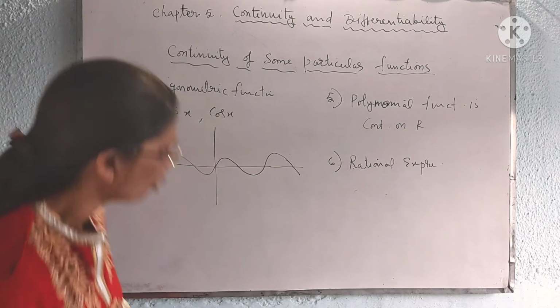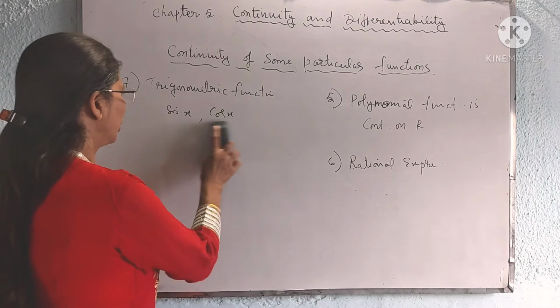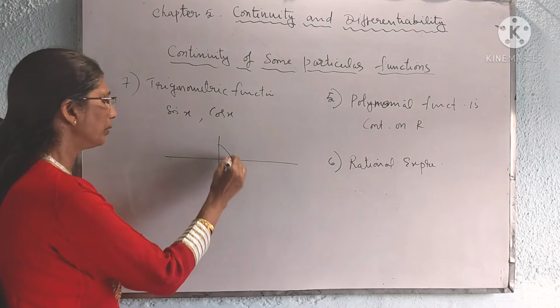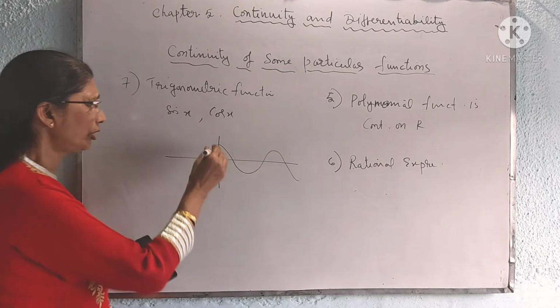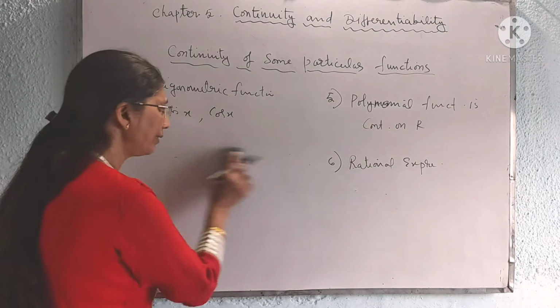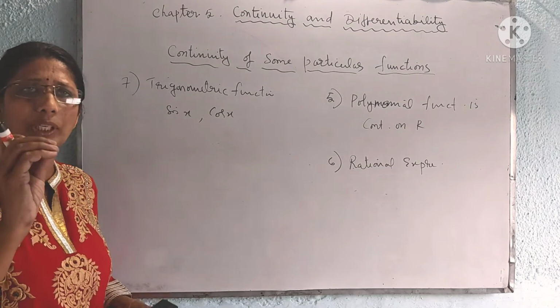And the cos x also. The graph of cos x is also the same way. It will come this way. Then this is also continuous, cos x. But tan x is continuous only on a particular domain.